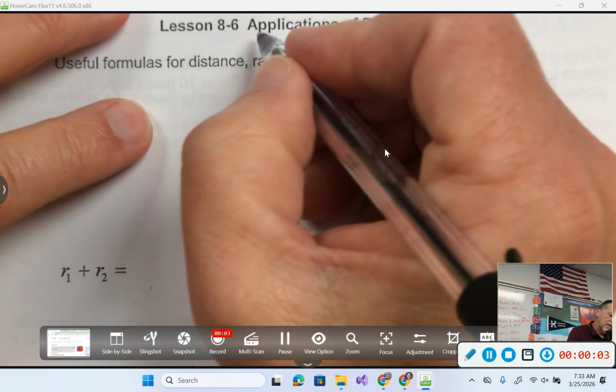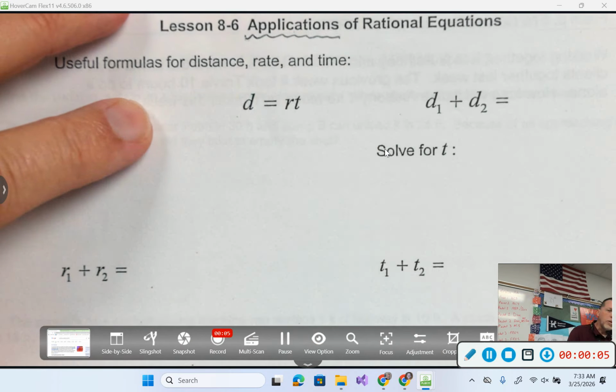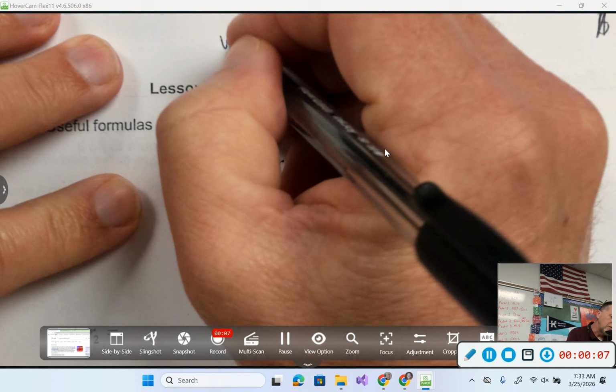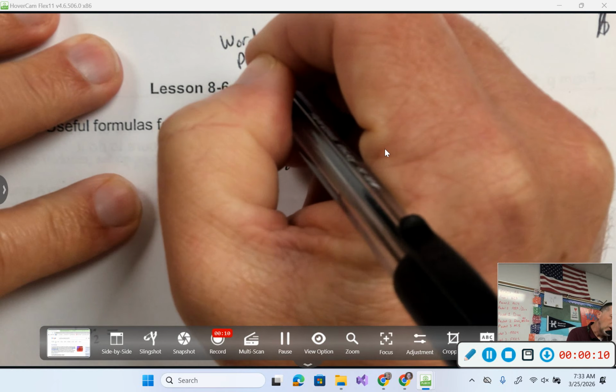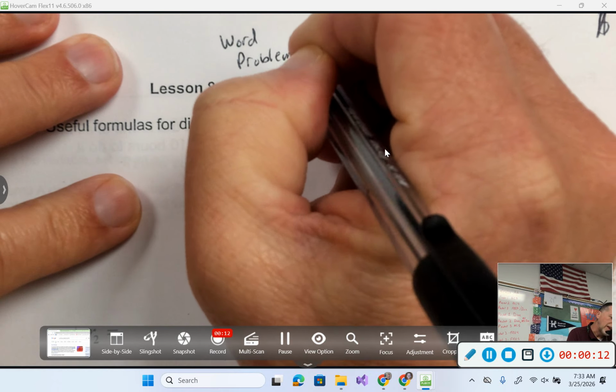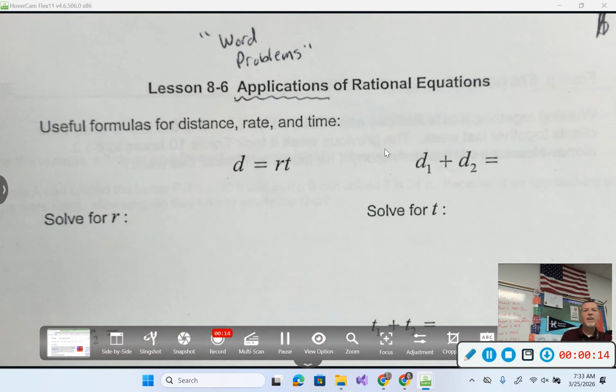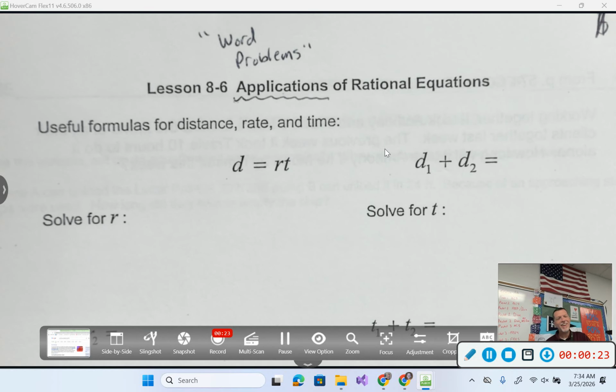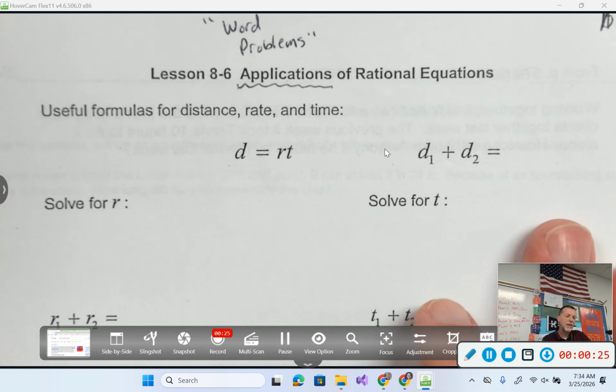Applications. So, for whatever reason, we sort of switched from calling things word problems to calling them applications. Maybe because students got so, I don't like word problems, I'm scared of word problems. Like, oh, it's not a word problem, it's an application. It's the same thing. Call it whatever you want.